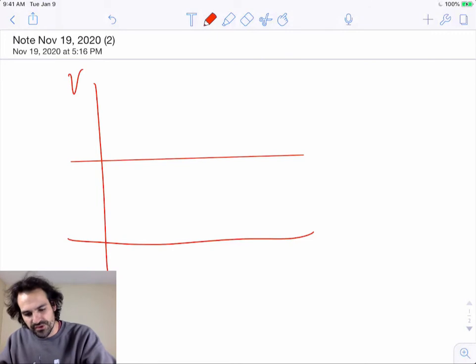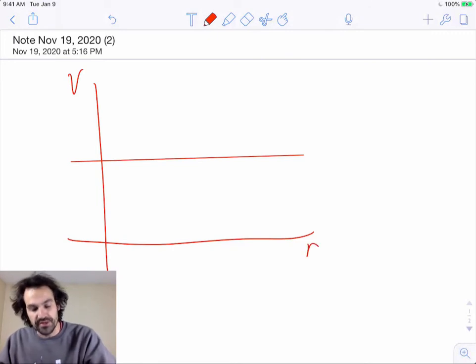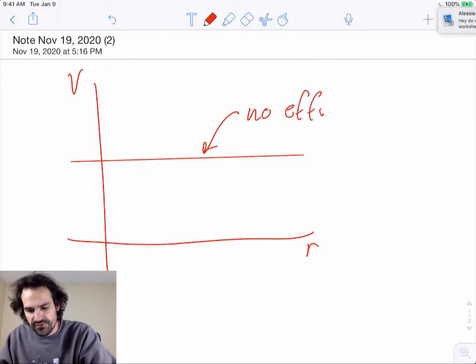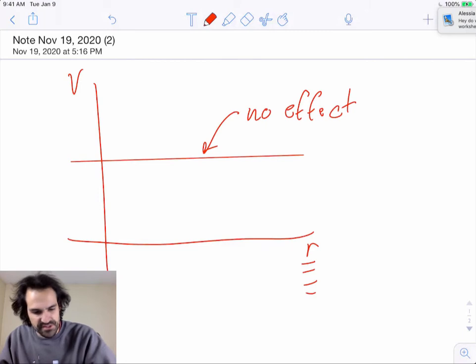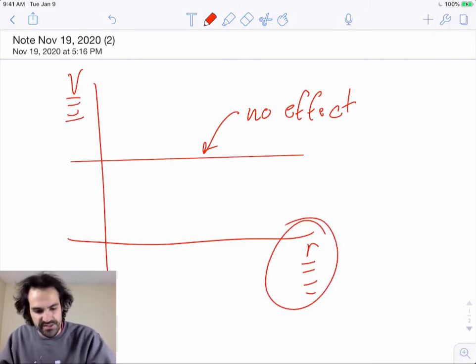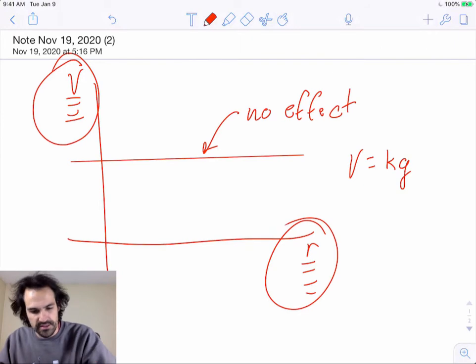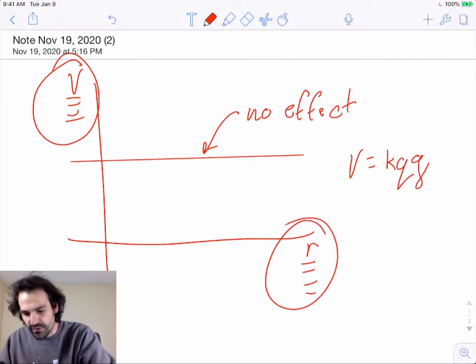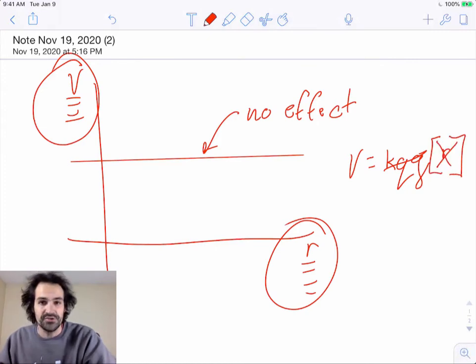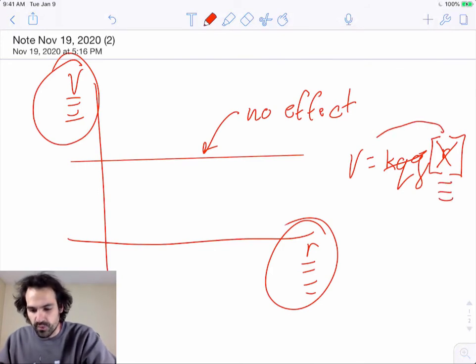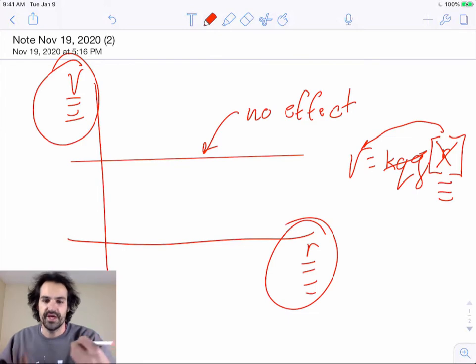If you plot voltage versus radius and you get a completely horizontal line, that would mean that there's no effect. So if you measured 10 different distances and the voltage didn't change, that would mean that the radius has no effect on the voltage. So in your equation for voltage, you could have all sorts of things over here: K, Q, gravity. We don't know what those other things are, but we know for darn sure that radius is not on the other side of the equation, because if it did, then modifying the radius would in turn modify the voltage. That's the basis of all of this.